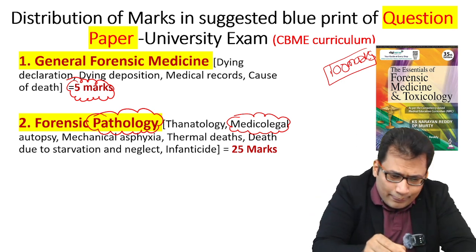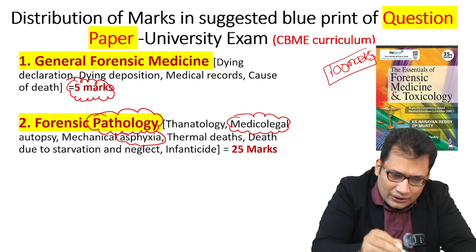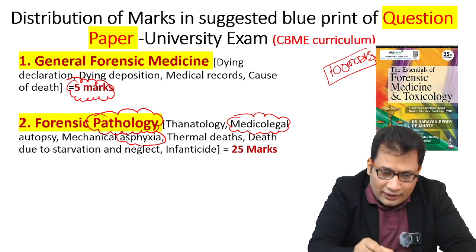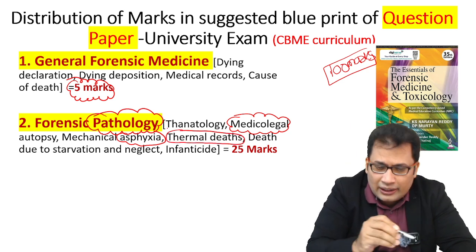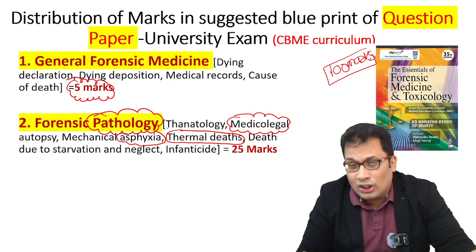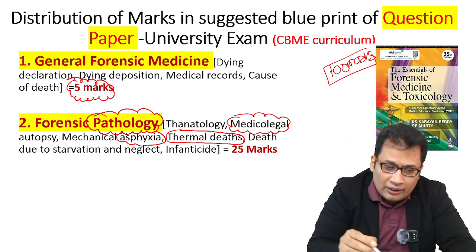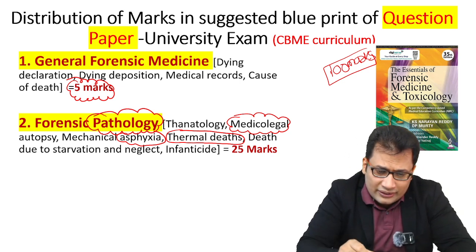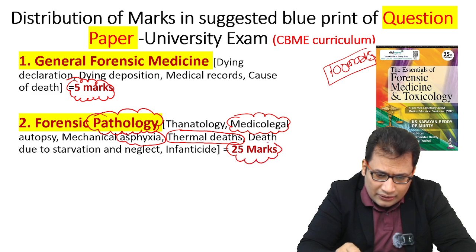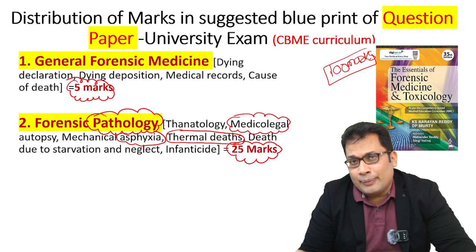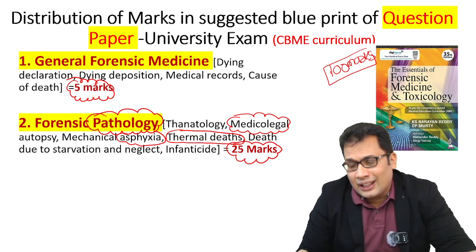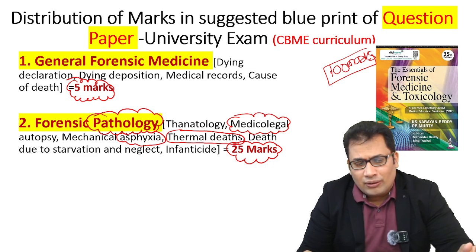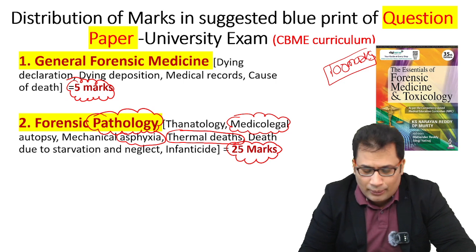Then comes a very important topic, asphyxia. That is hanging, strangulation, suffocation, drowning. Then thermal death, basically dry burn injuries, are very commonly asked. Rule of 9. Then death due to starvation, neglect, infanticide. All this includes about 25 marks. Infanticide, basically the difference between stillbirth and live birth. So general forensic medicine is 5 marks, forensic pathology 25 marks.